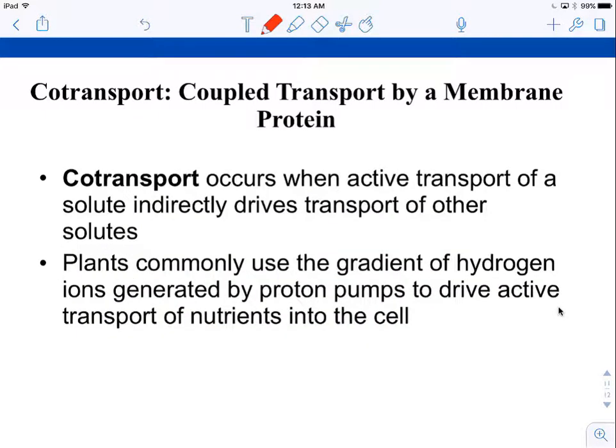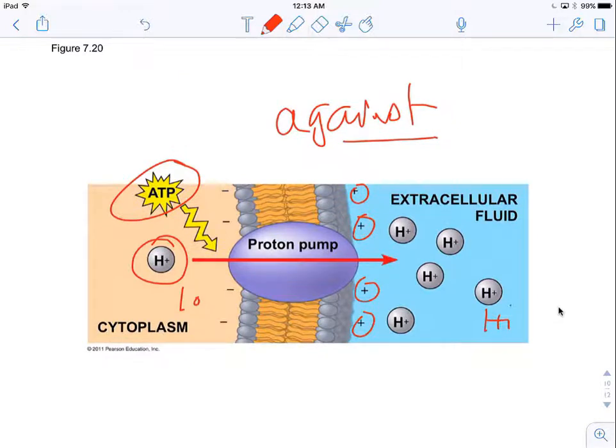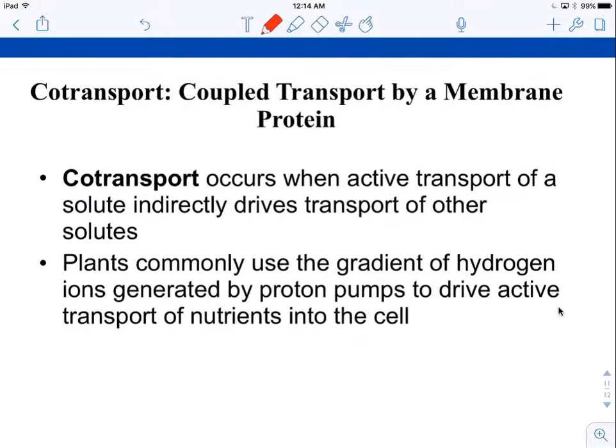Okay, now let's go back to this. So this gradient can be used. So active transport is used to create a difference, to create a gradient. And then once it's created, basically, all the cell wants to do is make it be equal. Mama Nature wants equilibrium. She hates it when things are different. So these ions naturally want to diffuse back to equalize the difference. And we can kind of utilize that tendency of the cell and use it to drive other reactions.